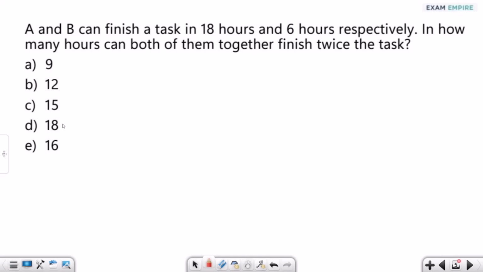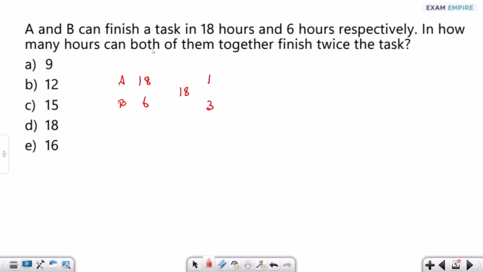Next, A and B can finish a task in 18 hours and 6 hours respectively. Okay, so A and B. Okay, so what will be the total unit? So the total work unit will be 18 and A's 1 hour work will be like 1 and B's 1 hour work will be 3.